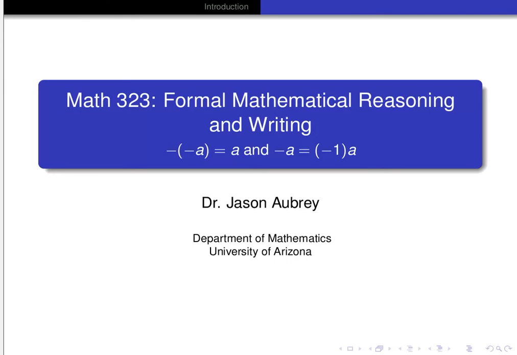In this video, we're going to prove that the negative of negative a is equal to a, and that negative a is equal to minus 1 times a. Another way of stating that more formally is that we're going to prove first that the additive inverse of the additive inverse of a is equal to a, and that the additive inverse of a can be obtained by multiplying a by negative 1.